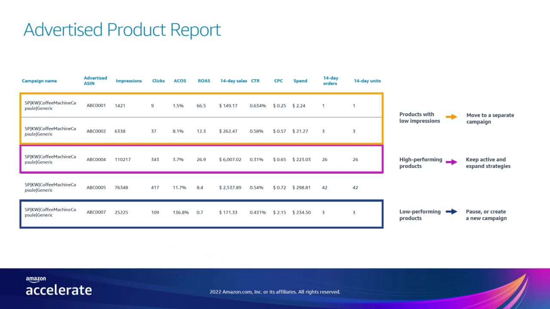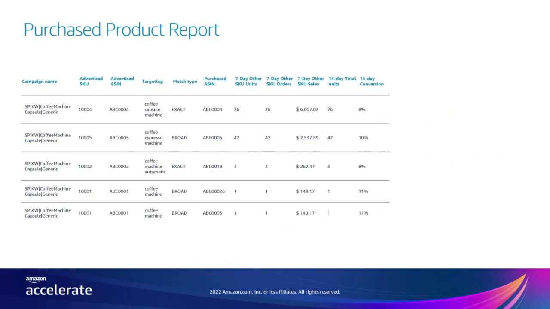Next, we have the purchase product report from the fictional brand GreenPot. As a reminder, the purchase product report provides details on the non-advertised products that shoppers purchased after clicking on your ad. This report can help you find new advertising opportunities for Q4 and get insights into what shoppers are buying. The purchase product report offers a custom date range within the last 60 days. So, how can you use this report to optimize your holiday campaigns?